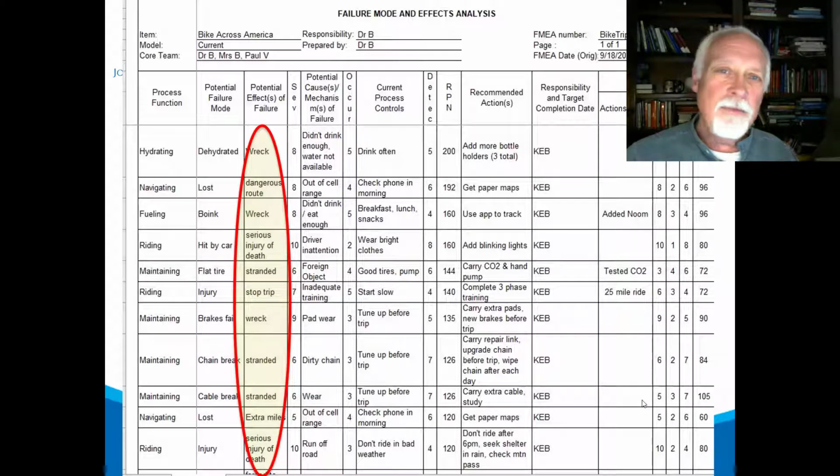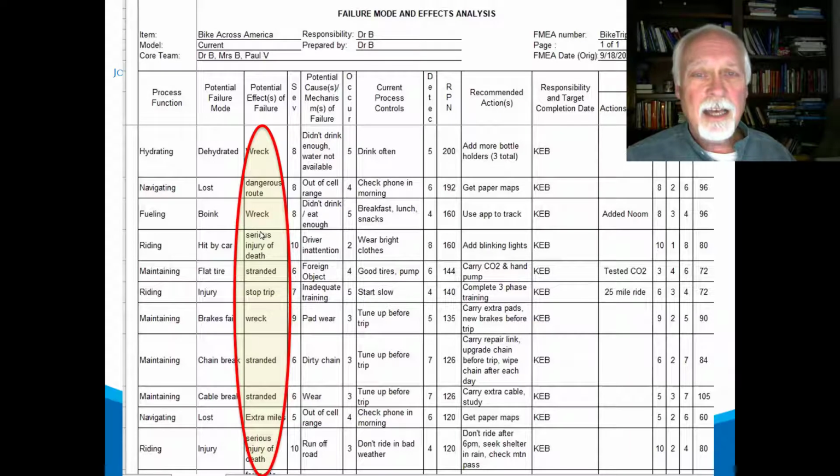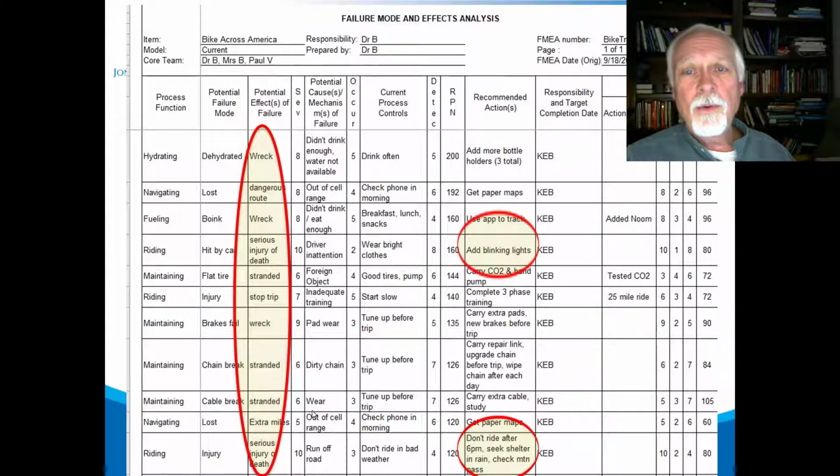So what are the risks? If you would take a bicycle trip across America and not look at risks ahead of time, that would be foolish, and I try not to be foolish. I looked at the potential effects of failure. Notice some of them say serious injury or death. And so when I looked at those, I thought, well, I have to really pay attention to those.